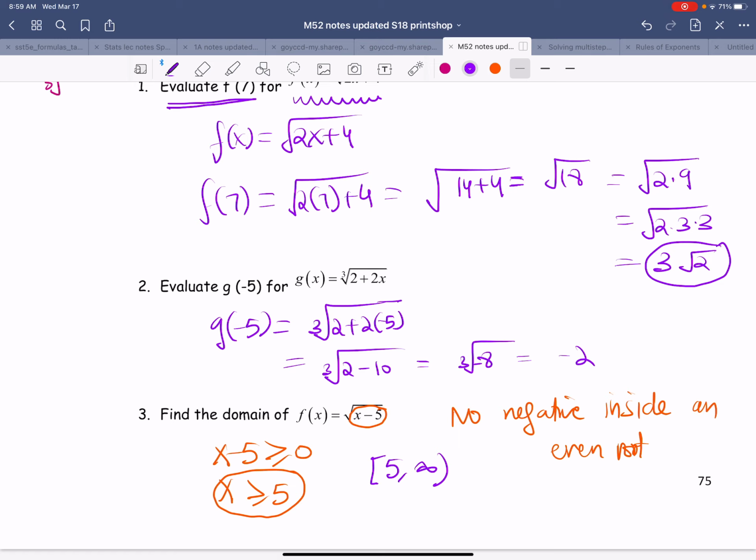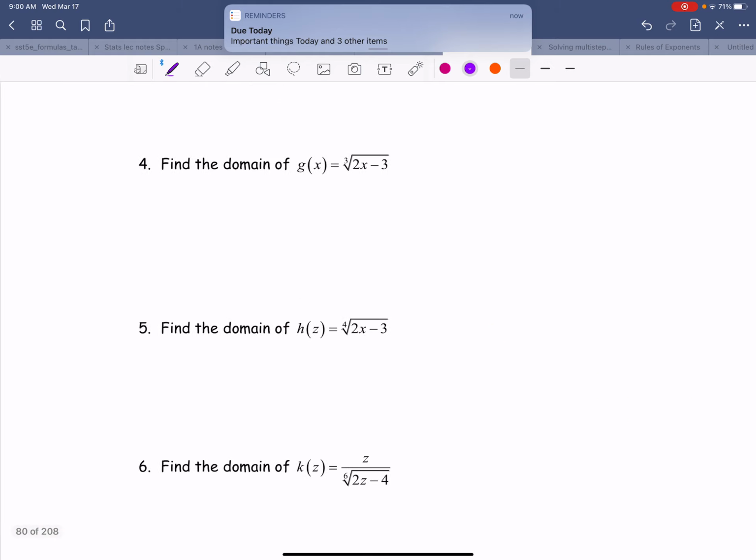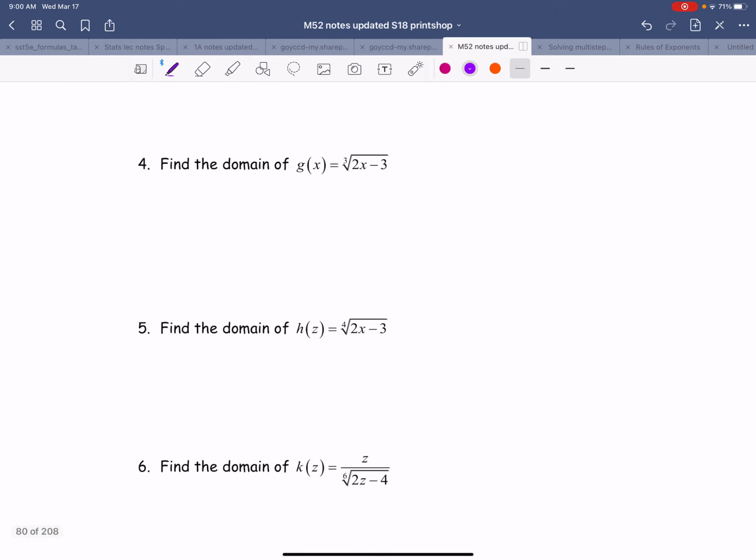Other than these values, any other value I put in for x, I will end up with a domain restriction. I will end up with a negative inside an even root, and that's not allowed. So next problem, find the domain of cube root of 2x minus 3.